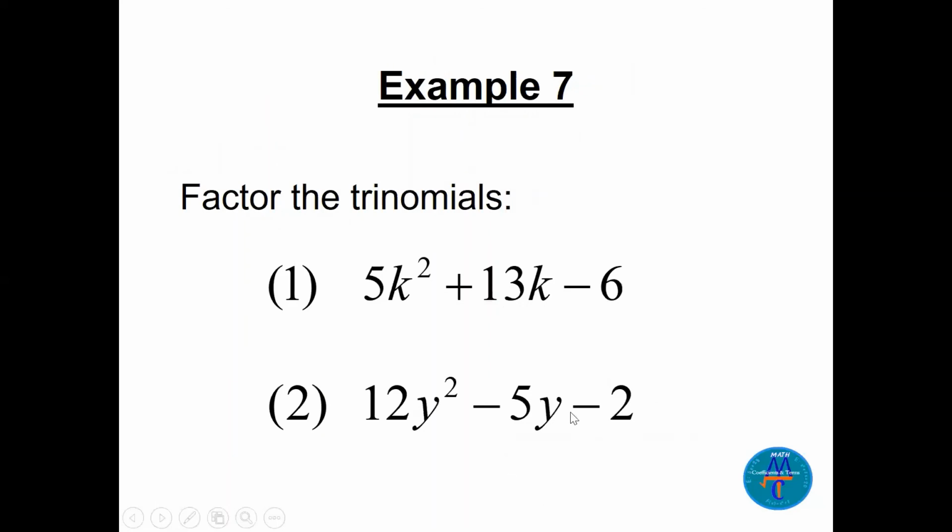Remember, sometimes you can have a more difficult question. You can have a common factor, and also the slide and divide method. So be careful. Okay, please try number 2: 12y squared minus 5y minus 2. I hope you can get the correct answer. And then I will give you another method very quick, if you like it.